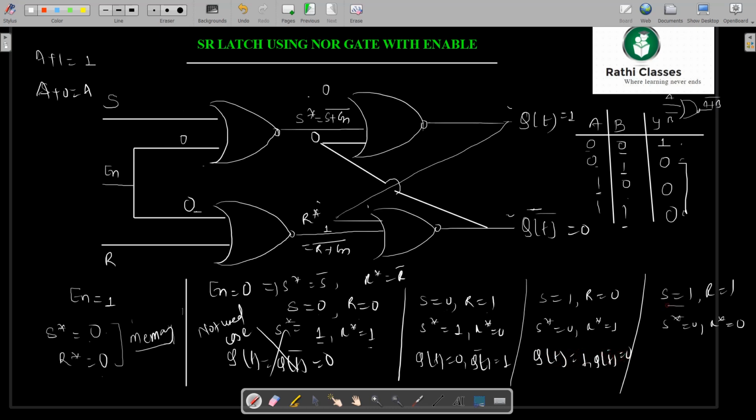For the fourth case, if S is equal to 1, R is equal to 1, it implies S star is the complement, that is equal to 0. Similarly, R star is also 0, as it is R complement. This 0 and 0 we have already discussed, the output will be nothing but memory.